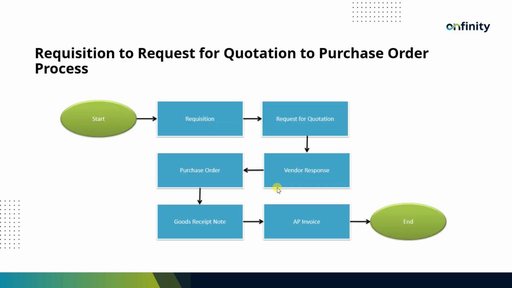Next, we have the requisition to request for quotation to purchase order process flowchart. It is a high-level overview of the requisition to RFQ to PO process. It moves through RFQ creation and vendor response evaluation, and ends with PO issuance, goods receipt, and invoice processing, ensuring accuracy and accountability at every step.